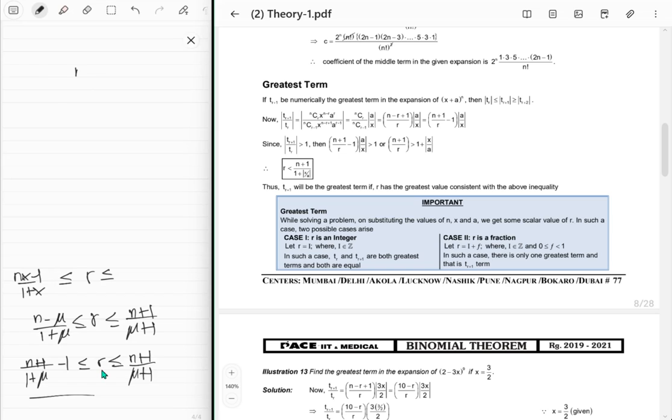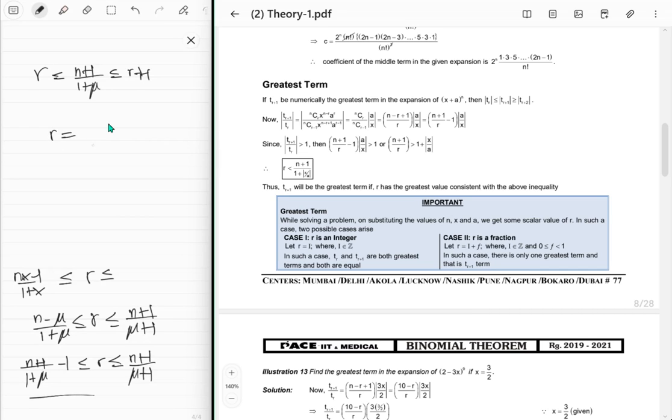It will be basically like n plus 1 upon 1 plus mu is less than or equal to r plus 1, and then this is bigger than or equal to n plus 1 upon mu plus 1, right? Sorry, it should be bigger than or equal to r. Exactly. So whenever this happens, the question is whether r is a ceiling function or the floor function. Why not both of them? I mean, both of them could work.